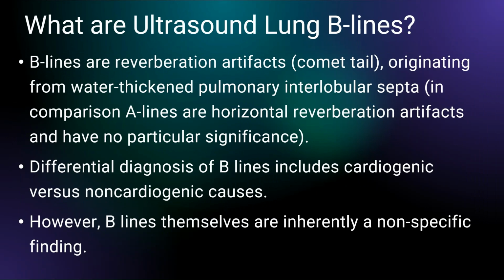So with ultrasound, B lines are a reverberation type of artifact. It's a vertical artifact, a comet tail type, and originates generally from water-thickened pulmonary interlobular septa. So it's just a vertical artifact we see going down the screen. They also talk about A lines, which are horizontal reverberation, but they don't have any great significance to worry about. With a differential diagnosis of B lines, we need to consider, is it a cardiogenic or a non-cardiogenic cause underlying it? In reality, the presence of B lines themselves is inherently non-specific. You can't say, yes, this is cardiac or non-cardiac by looking at it, so you have to look at the other elements to make that decision.